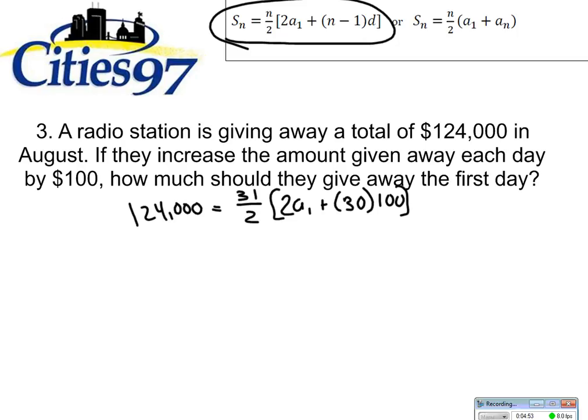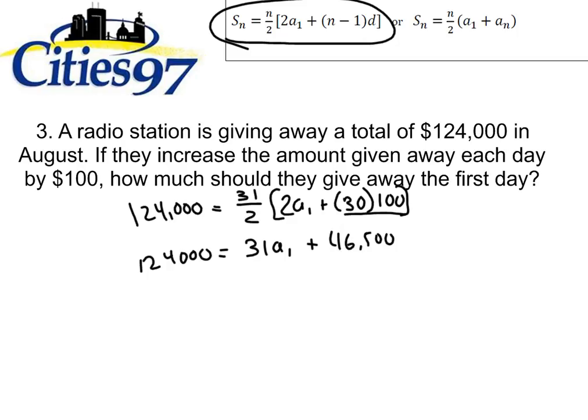So much like we did before, you're going to take 31 over 2 times 2a, which is 31a sub 1, plus this becomes 3,000 times 31 over 2, so 15.5 times 3,000 is going to be 46,500. So then subtract that.